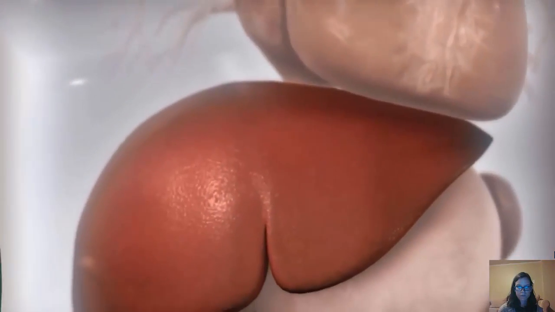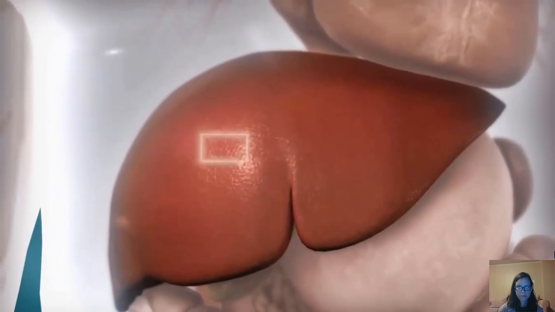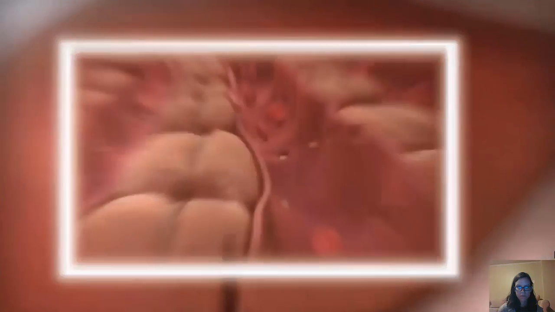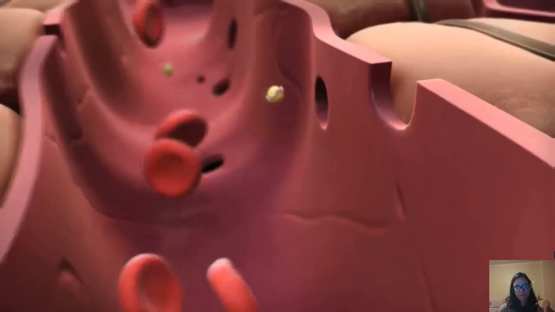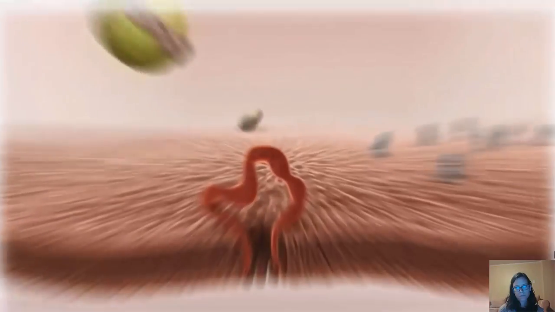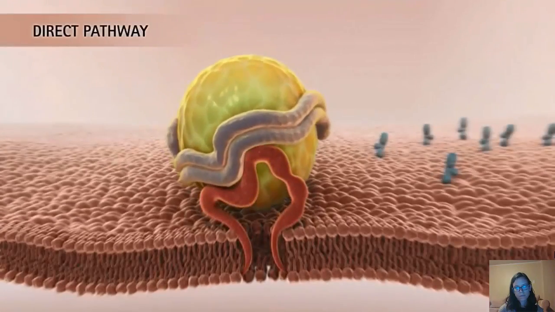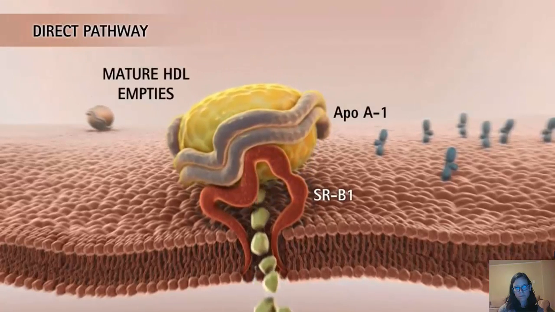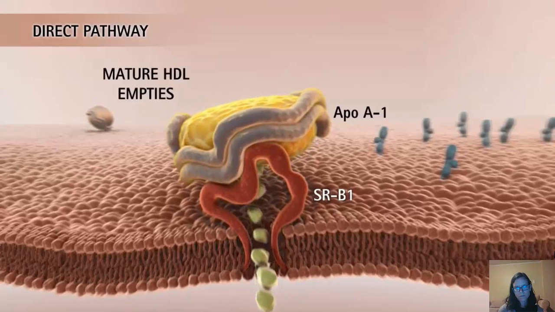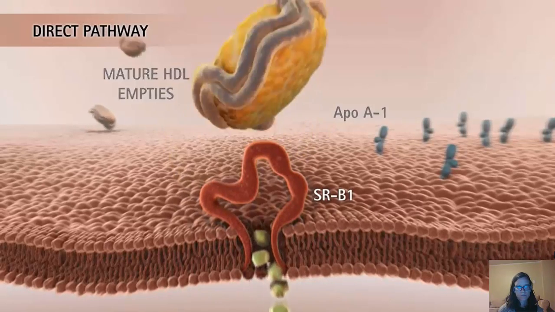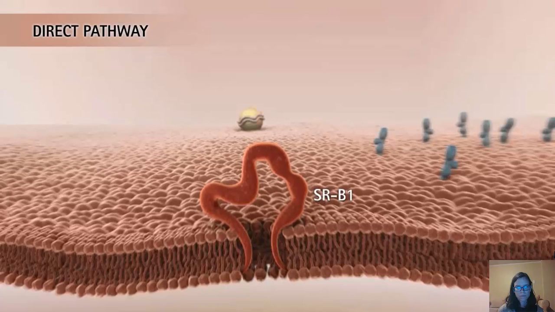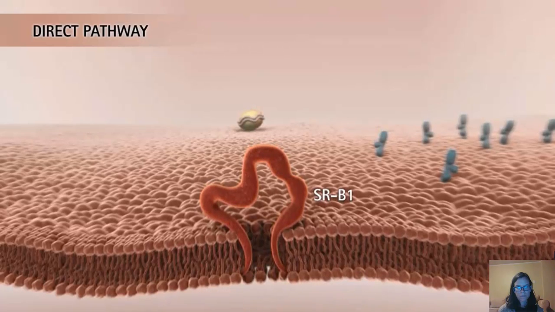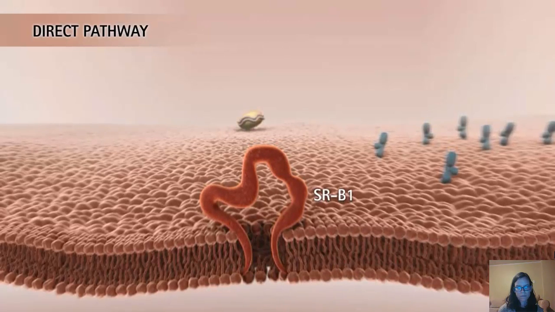Mature HDL delivers cholesterol to the liver through two pathways, a direct pathway and an indirect pathway. Through the direct pathway, HDL interacts with a receptor, SRB1, on the liver, allowing the delivery of cholesterol. The resulting lipid-poor HDL particle can then be recirculated, where it can repeat the process of reverse cholesterol transport.